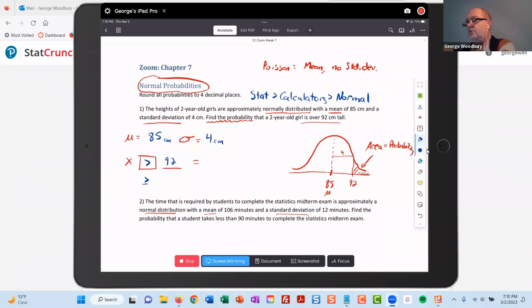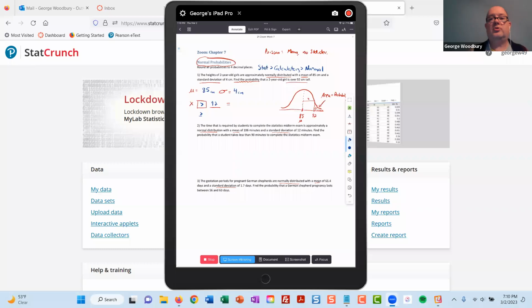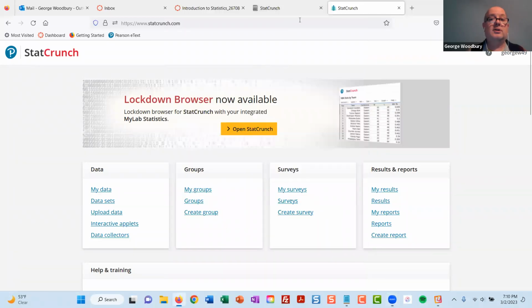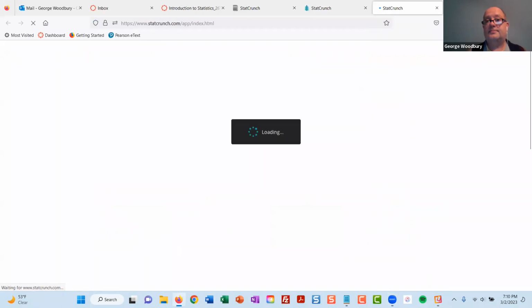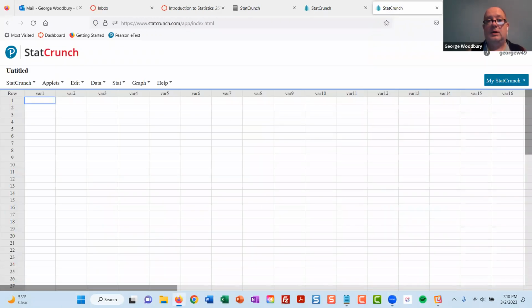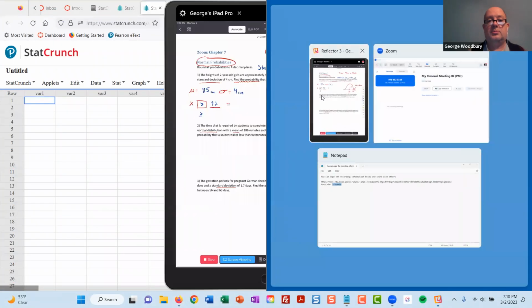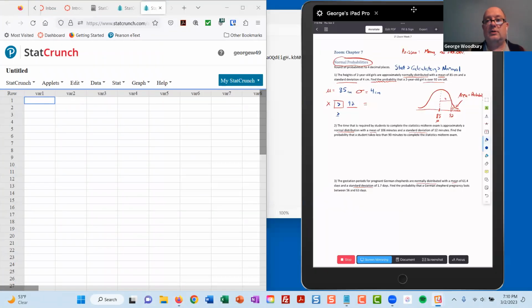I'm going to split the screen so I can have both parts going at the same time. I've already logged into StatCrunch, and I'm going to open StatCrunch. And again, I'm going to split the screen up. Let's try this.